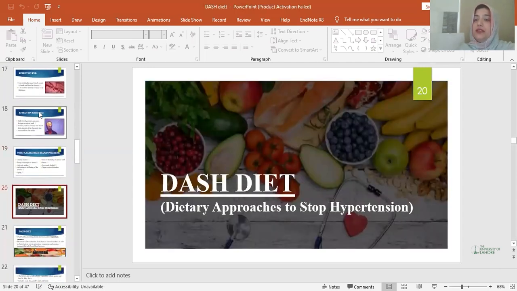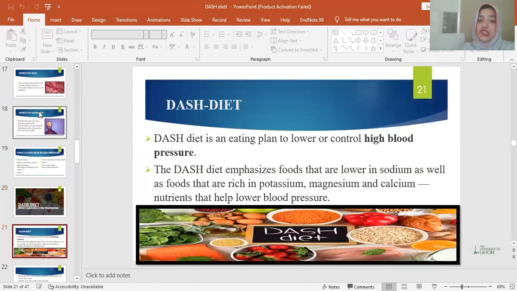We have a look at the basic consequences of hypertension. Now we will discuss how we can manage hypertension through diet. The diet pattern that is given for high blood pressure disorder is the DASH diet, that is Dietary Approaches to Stop Hypertension.